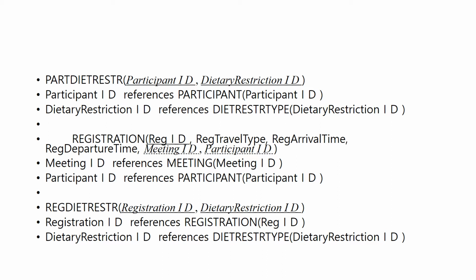And participant ID references the participant table, participant ID. Dietary restriction ID references the dietary restriction type table, restriction ID. And registration table: registration ID, registration travel time, registration arrival time, registration departure time, meeting ID, participant ID.